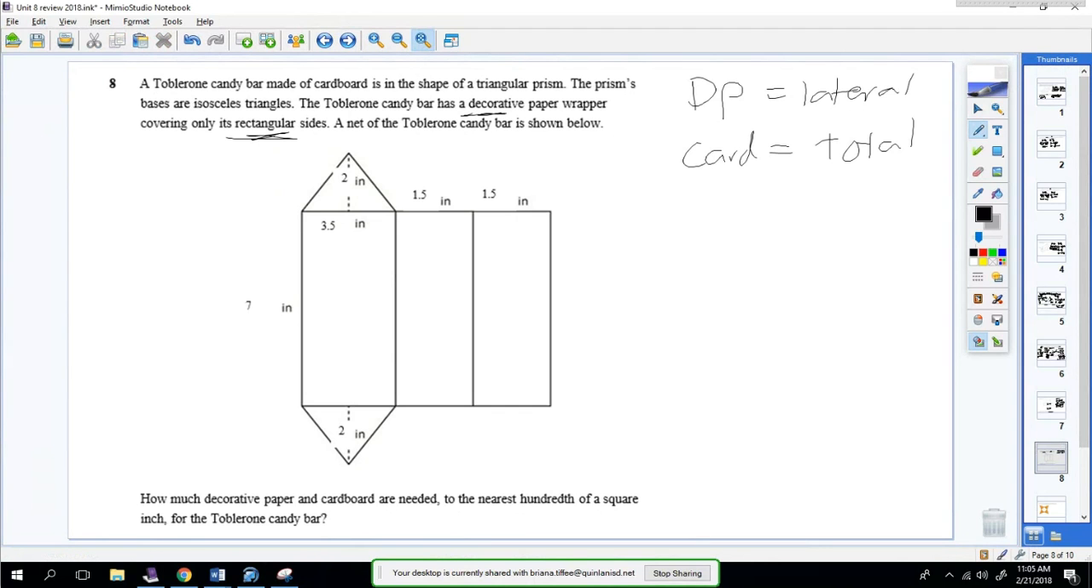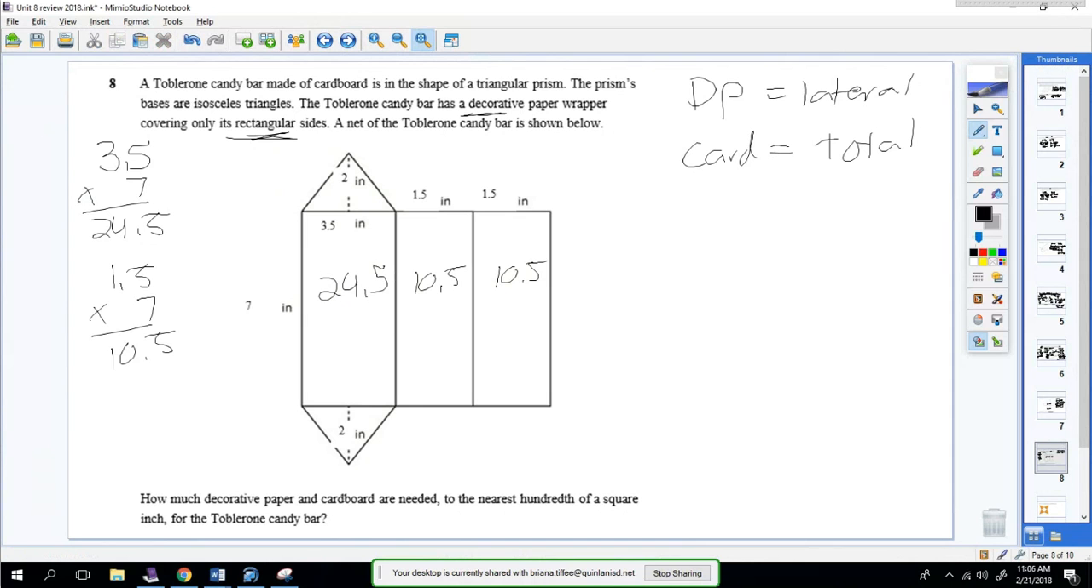So you're going to do 3.5 times 7, which is 24.5. And then the other two rectangles have a base of 1.5. So you're going to do 1.5 times 7, which is 10.5. So it means that this one's going to be 10.5, and this one's going to be 10.5.